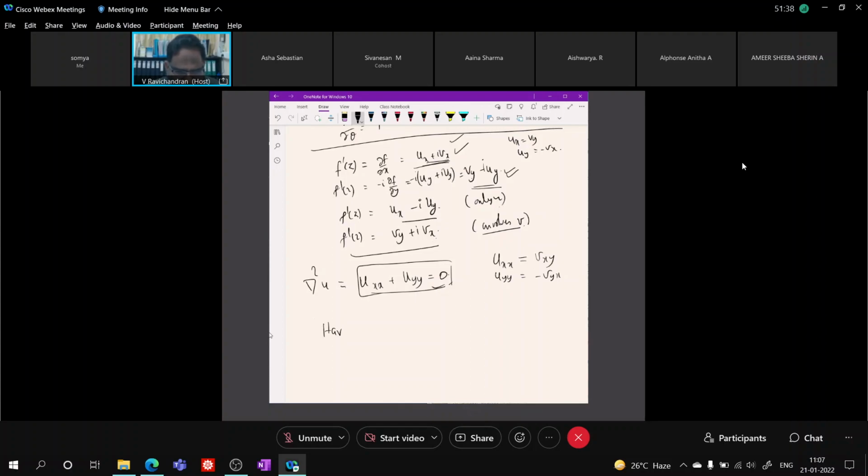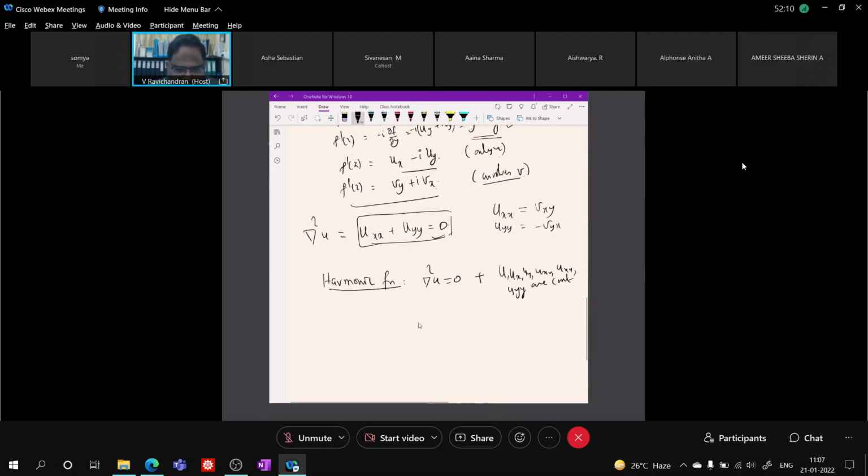So the real and imaginary parts of analytic functions are harmonic. What is a harmonic function? You should remember this definition. A harmonic function means del square u is 0, plus ux, uy, uxx, uxy, uyy, all these are continuous. So it is not that it is satisfying the Laplace equation alone. All the partial derivatives up to the second order should be continuous functions. Then only we can say that the function is harmonic.